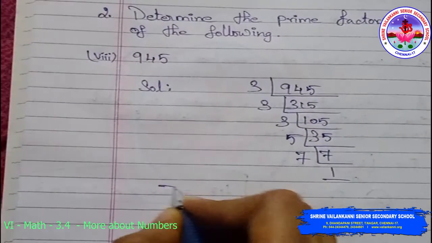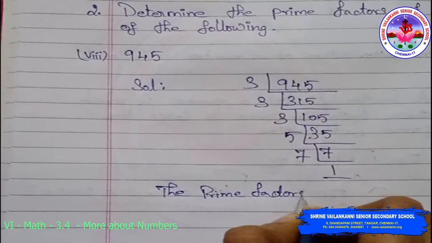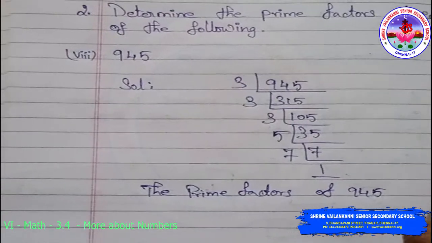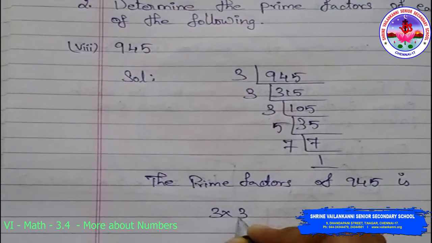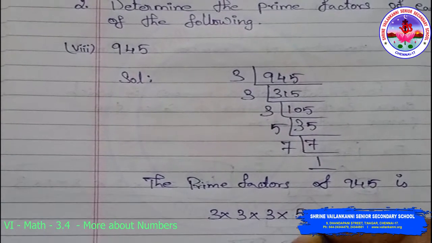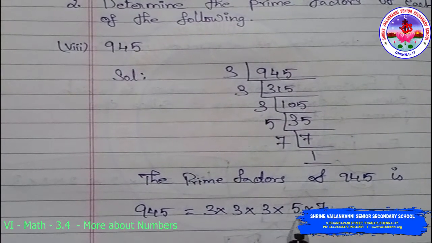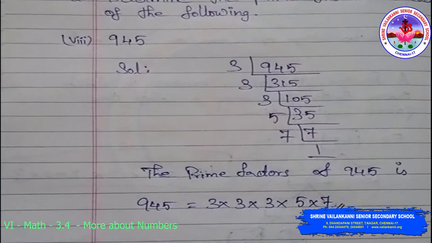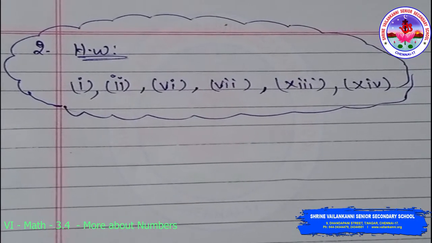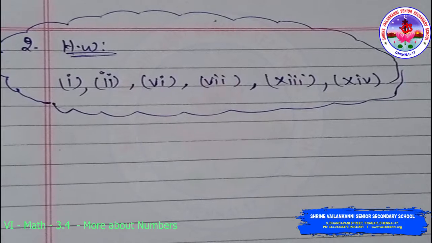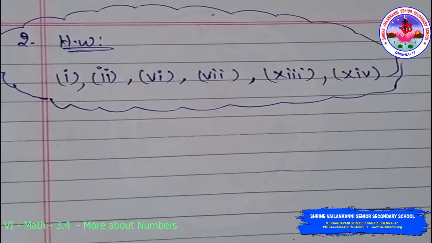The prime factors of 945 are 3 into 3 into 3 into 5 into 7. 945 is equal to 3 into 3 into 3 into 5 into 7. Exercise 4.4, second question, homework sums: first Roman, second Roman, sixth Roman, seventh Roman, 13th Roman and 14th Roman. These are the homework sums.